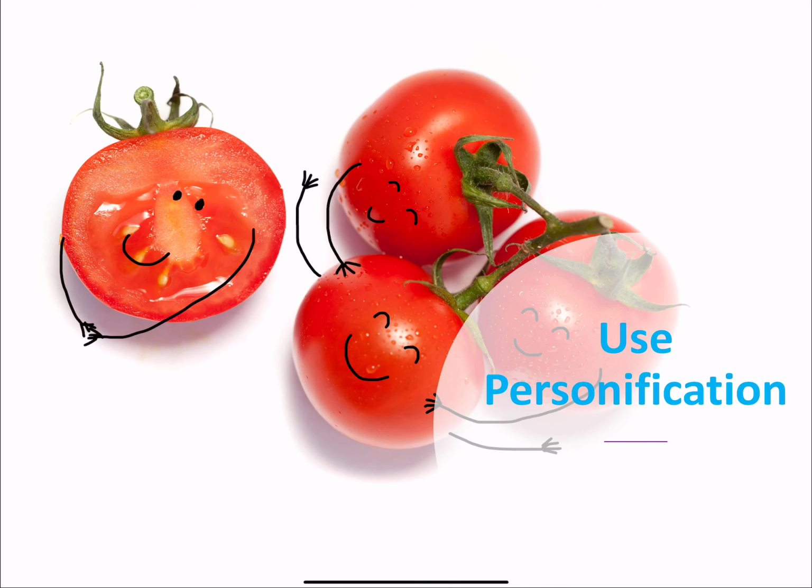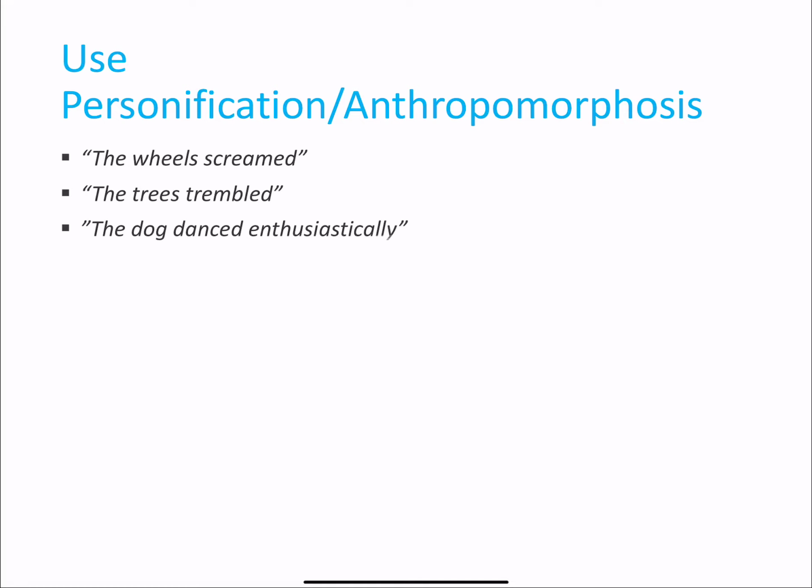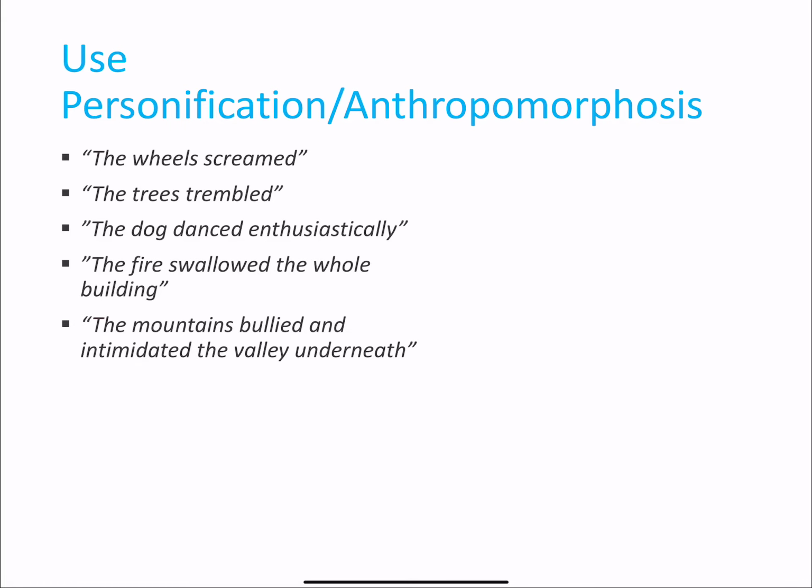You can also immerse your reader by using personification to bring some of these senses to life a little bit more. For example, the wheels screamed, the trees trembled, the dog danced enthusiastically, the fire swallowed the whole building, the mountains bullied and intimidated the valley underneath.